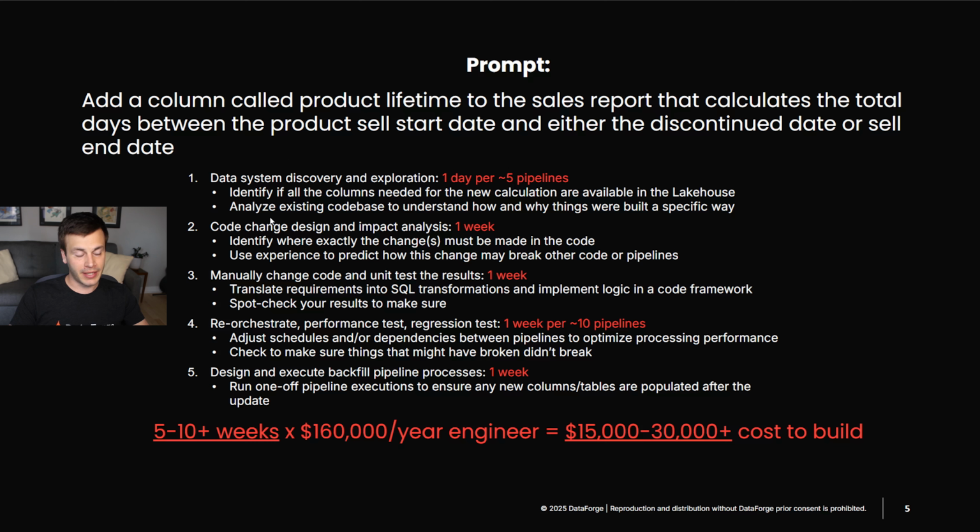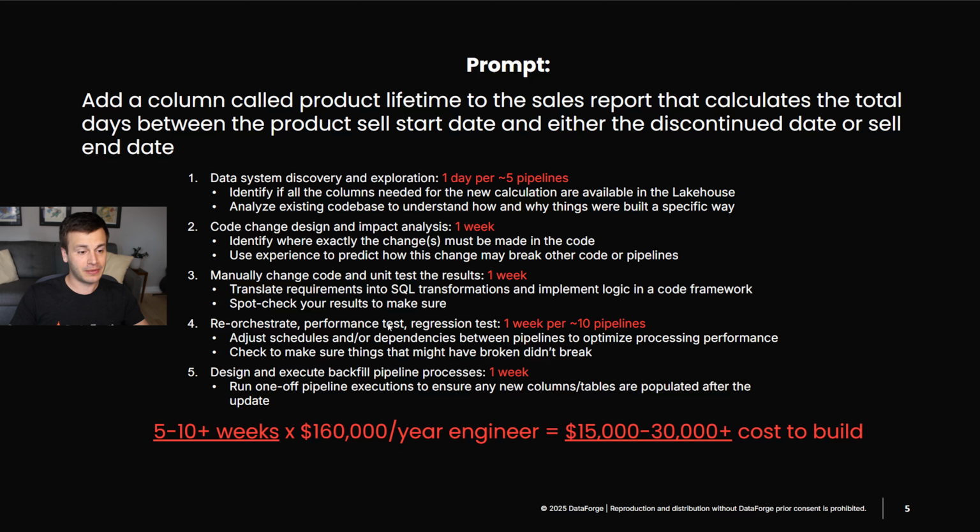The next up is code change design and impact analysis. Once you've determined where and what you need to look at, you look at all the existing code. And again, this could be tens of thousands of lines of code, and figure out not only where to make the change in order to add this calculation and persist that calculation all the way through to the target table, but predict how that change may break a bunch of other stuff. And that can be, again, also very time consuming and very risky.